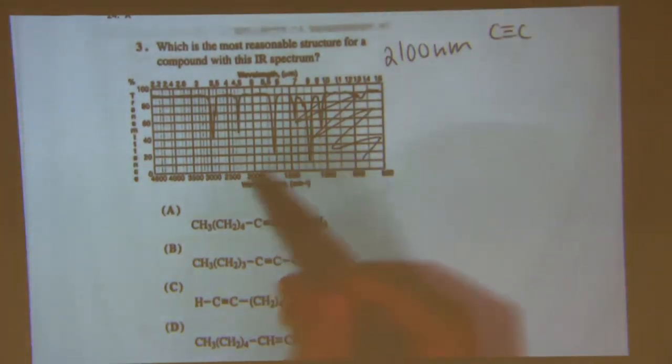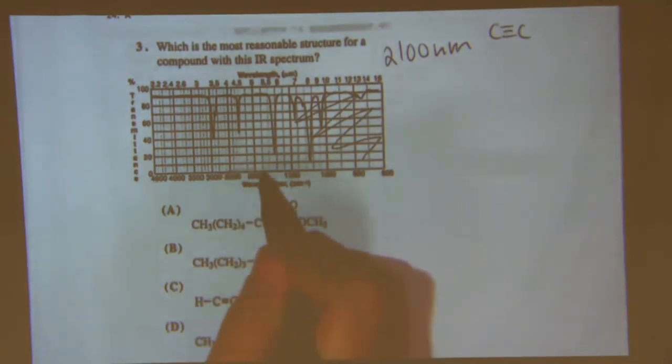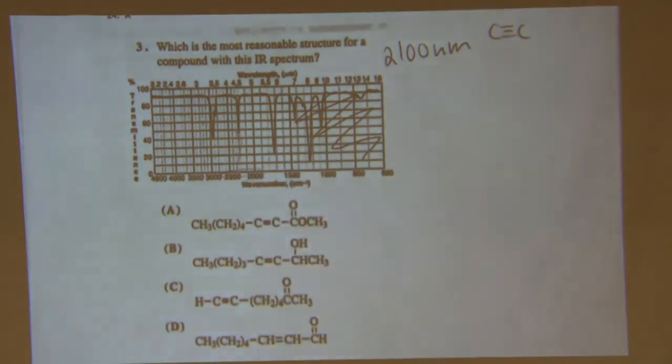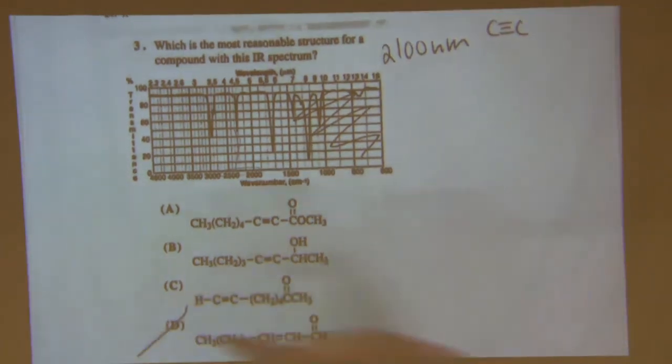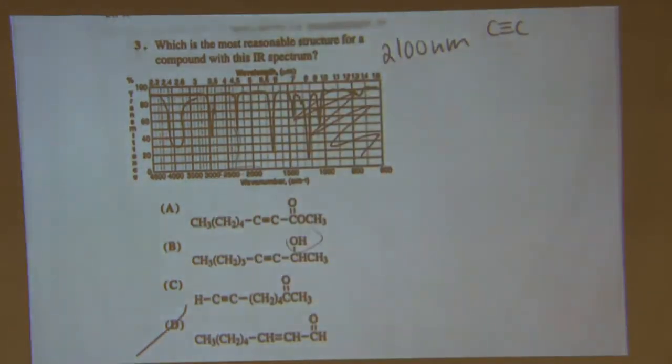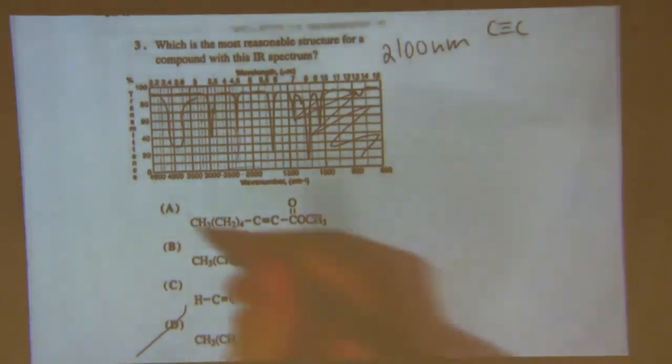Okay, so do we have a peak in the 2100-ish region? Yeah, I would say so. So we probably have a triple bond. Do we all agree? Is there one answer choice that doesn't have a triple bond? D. Bam. Okay, one down. What's wrong with B? Why can't it be B? Yeah, so if there was an alcohol, there should be this broad OH peak over here, right? But we don't have that, so it can't be B.